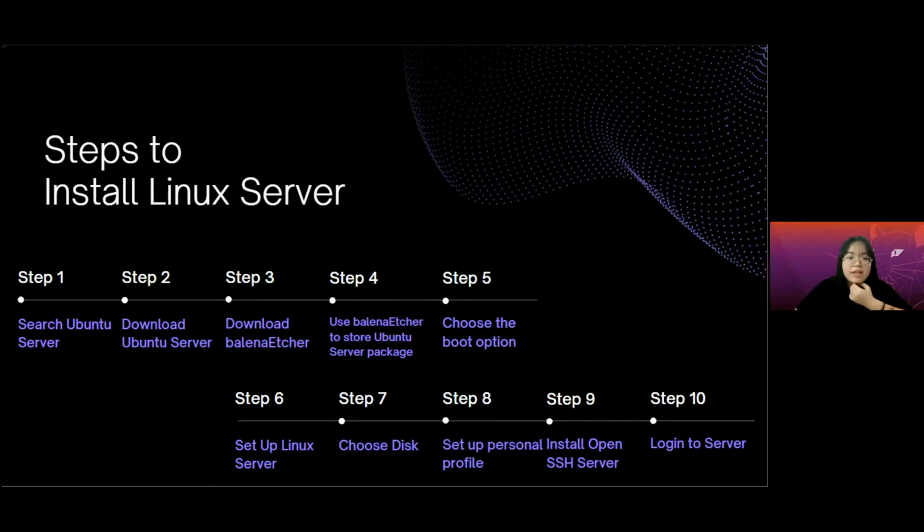For step 3, we need to download Balena Etcher. After that, we can use Balena Etcher in order to choose the drive for the Ubuntu server. We can also insert a pen drive in our laptop as one of the drives.